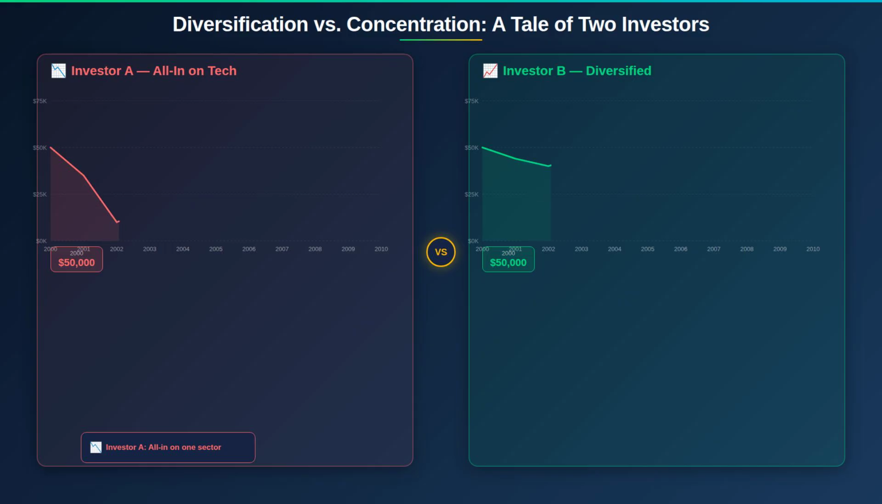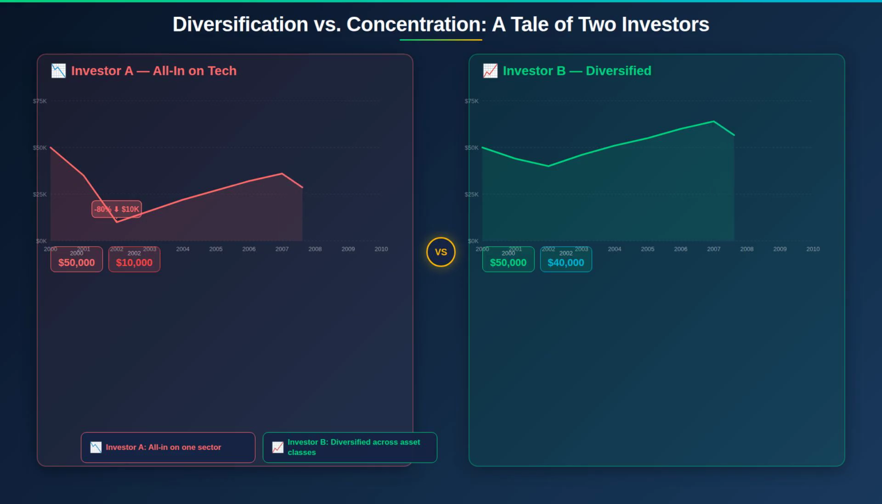Let me give you a real-world comparison. Imagine two investors in the year 2000, each with $50,000. Investor A puts everything into tech stocks. It was the hot sector. Everyone was doing it. Investor B builds a diversified portfolio, U.S. stocks, international stocks, bonds, and REITs.